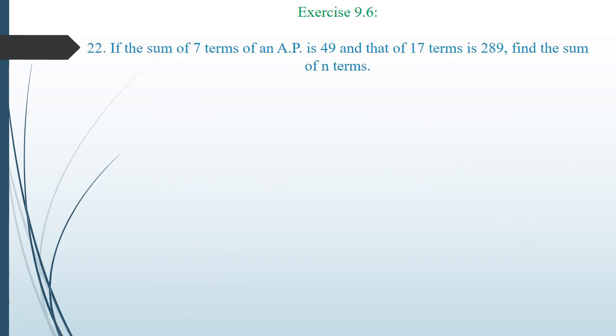Coming to the next question, question number 22, which says if the sum of 7 terms of an AP is 49 and that of 17 terms is 289, find the sum of n terms. Here, instead of giving two terms of an AP, he has given sum up to 7th term and sum up to 17th term, and he has asked us to find Sn formula generalized in terms of n, which means if I substitute value of n, I should directly get the sum of those many terms.